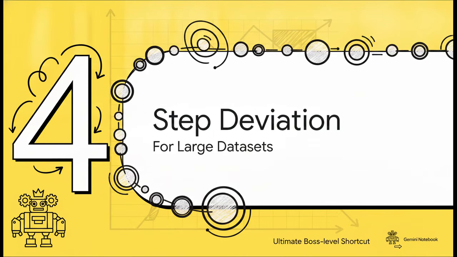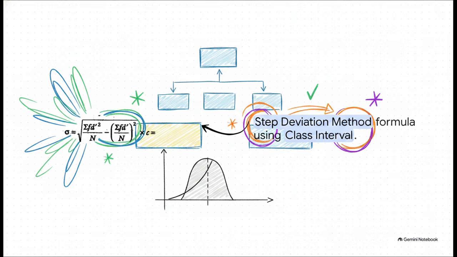Section 4, step deviation, designed for large data sets. If the shortcut method is a great tool, well, this one is literally the ultimate boss-level shortcut. Now, what's really interesting here is the introduction of 2 new elements, d prime inside the square root and c sitting just outside of it at the very end. These small additions, they are going to make your mathematical life incredibly easy.